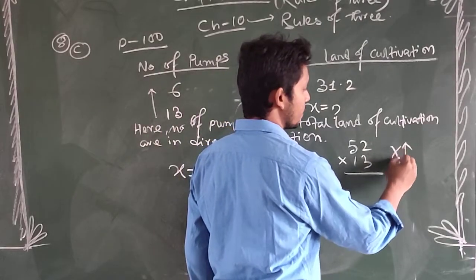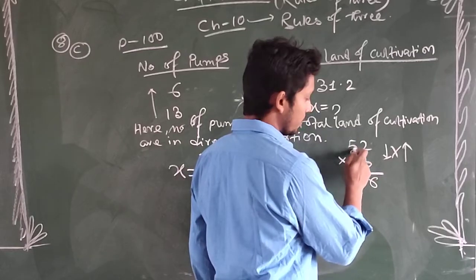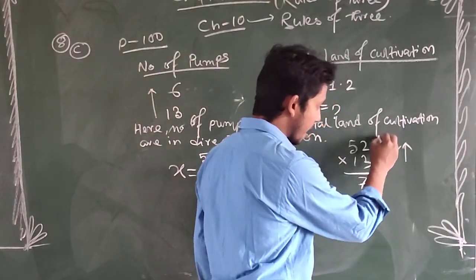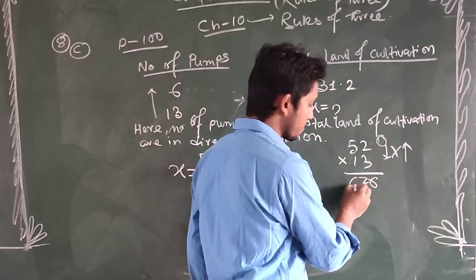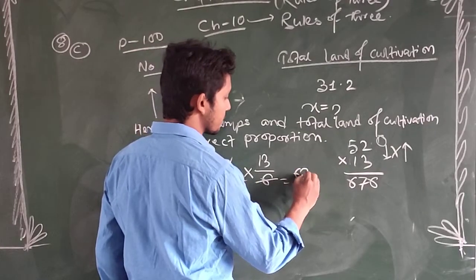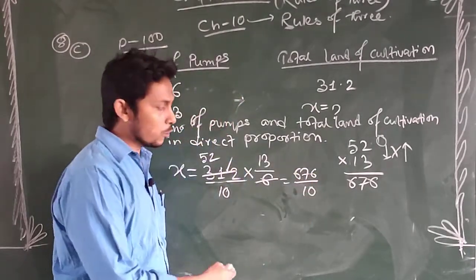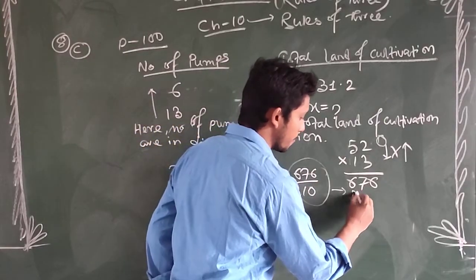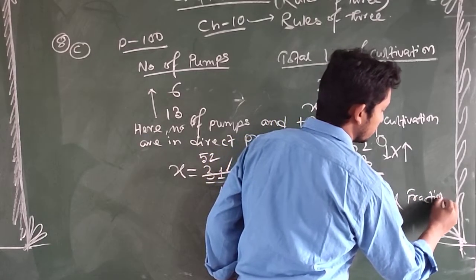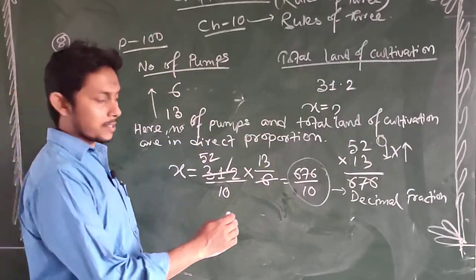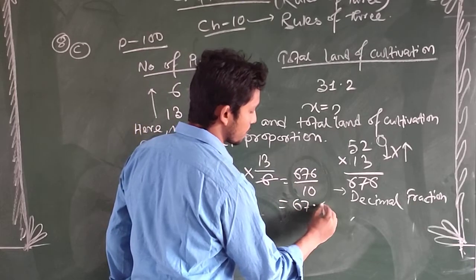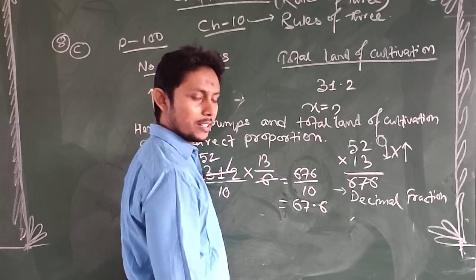So here this one and this one right now. So it is 6, 3 5s are 15, 15 and 2, 17, 7 will be there, 1 is carry. And down here 5 ones are 5 and 1 is 6, 676. Understood? Now it is 676 by 10. This kind of fraction is called a decimal fraction. Understood? Now this is a decimal fraction, and if it is converted into decimal, it will be 67.6. Okay, understood or not?